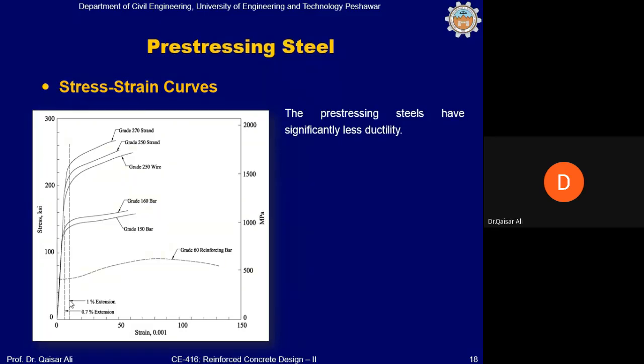So we avoid the occurrence of tensile stresses in the beam. For this reason, it is not our purpose in the pre-stressed concrete to achieve a ductile mode or ductile behavior of the beam.